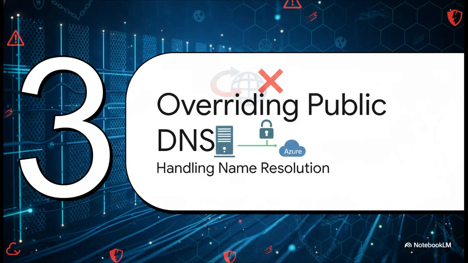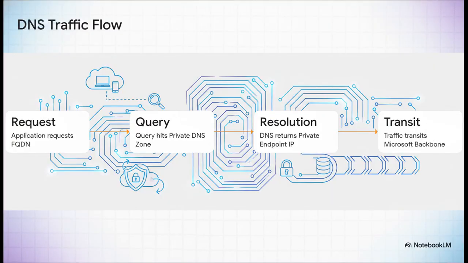Section 3. Overriding public DNS settings. Now, to understand why DNS is the absolute linchpin here, let's trace the required traffic flow. Step 1, your application requests the fully qualified domain name of your service. Step 2, because you've configured things correctly, that query hits your private DNS zone, not the public internet. Step 3, DNS successfully returns the internal private endpoint IP. And Step 4, your traffic transits securely across the Microsoft backbone.